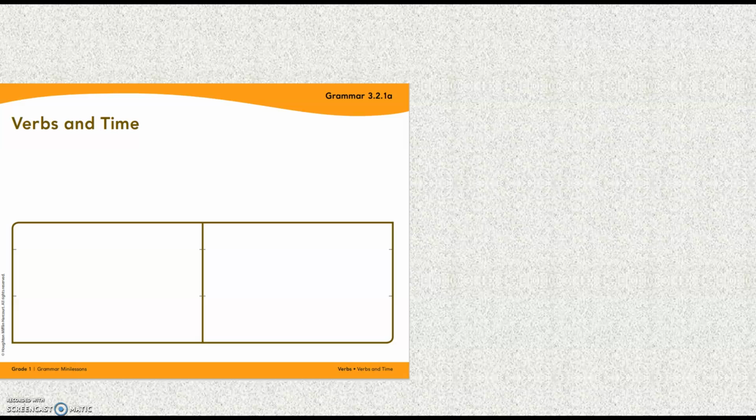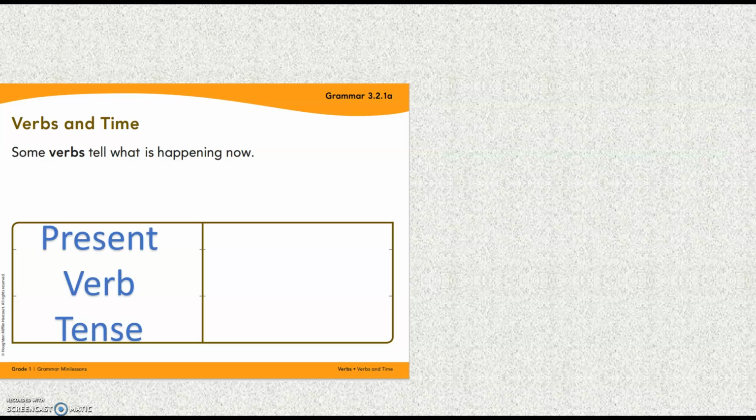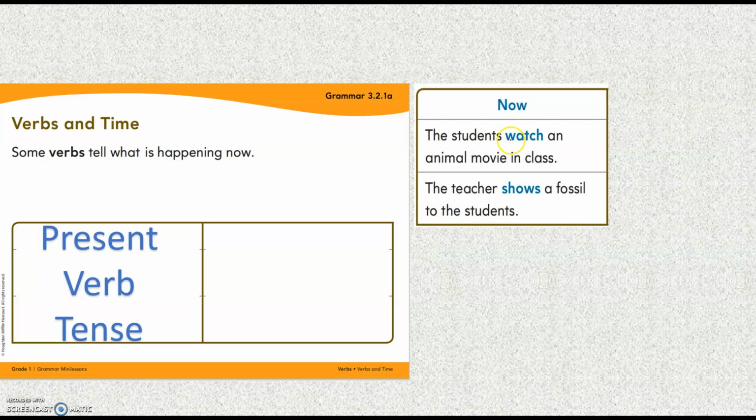Let's review what a verb is. If you recall, a verb is an action word and tells what the subject is doing. Some verbs or action words tell what is happening now. We call those present tense verbs. Here's some examples. The students watch an animal movie in class. Now, watch is my verb. That's what the students are doing, and they are doing this right now. The teacher shows a fossil to the students. Shows is the action. That's what the teacher is doing, and she is showing them right now.